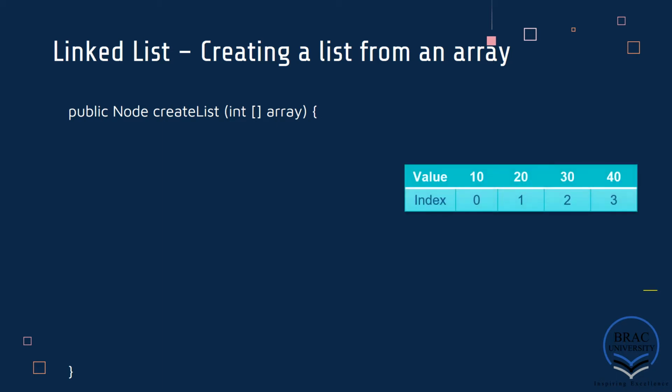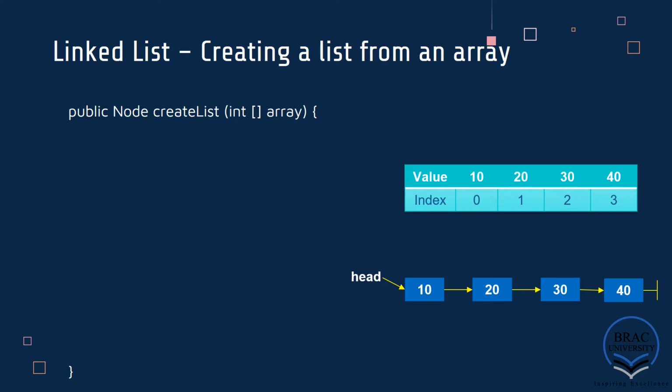Okay, let's consider this array where we have the values 10, 20, 30, 40 in the corresponding indexes 0, 1, 2 and 3, and I want to create this list where I have the head reference showing me the starting of the list. I have the same values 10, 20, 30 and 40, and 40 goes to null. So how can we create it?